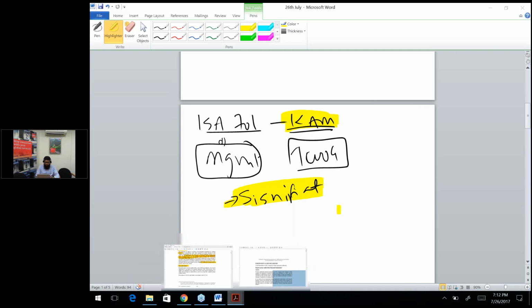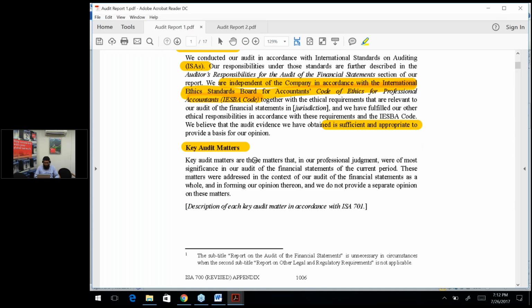You look at this audit report and you read the key audit matter section of the report. It clearly says that these matters, in our professional judgment, were of most significance in our audit of the financial statements of the current period, etc. And then you have to give the description of each of the key audit matters in accordance with ISA 701. So what do you need to do? You need to give the description of each key audit matter in accordance with ISA 701.